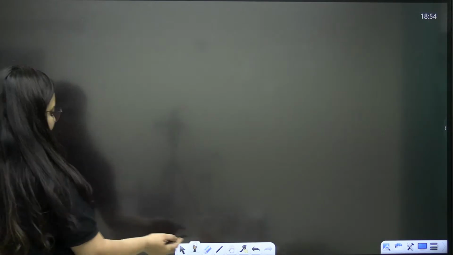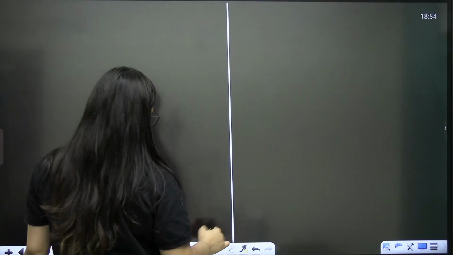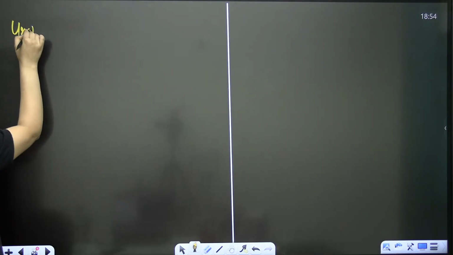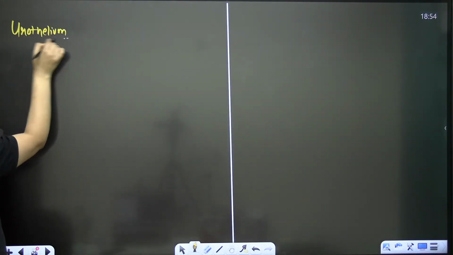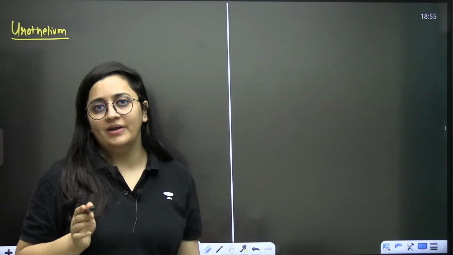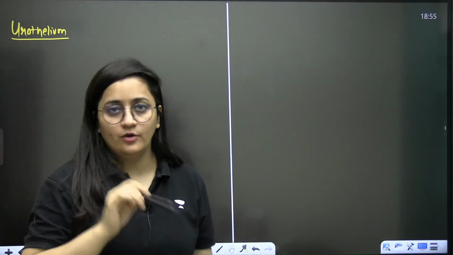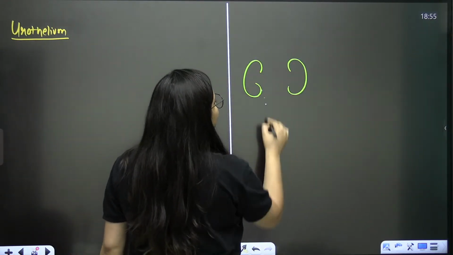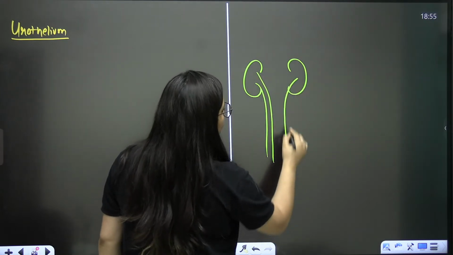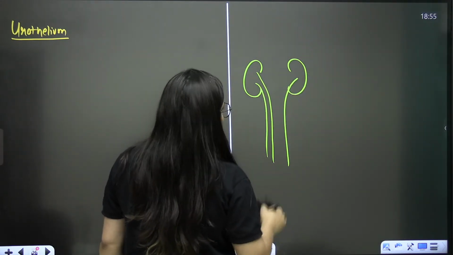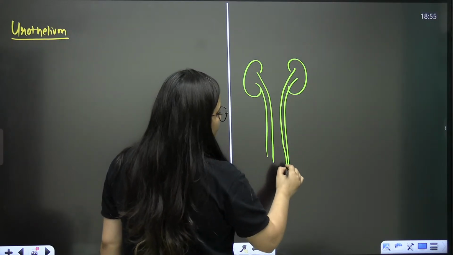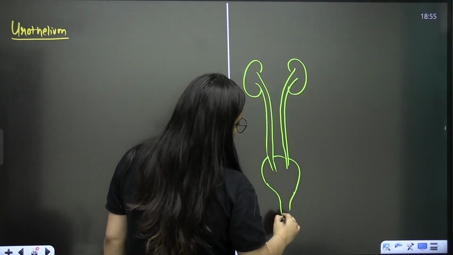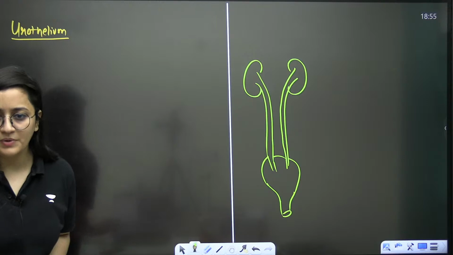So firstly, let's start with the urothelium. The urothelium, the transitional epithelium, lines the urinary bladder. It also lines the ureter. I hope you remember the structure. Let me draw here. In our excretory system, we have a pair of kidneys and this pair of tubes, what is it? It is the ureter, and this conical structure is the urinary bladder. Here the urethra opening is there.